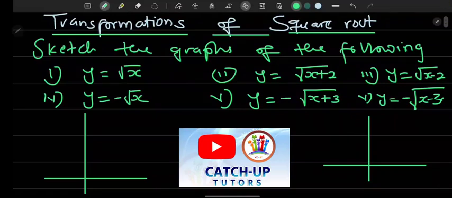In today's class, we're going to sketch the graph of the following functions, where we are going to consider examples under transformation and reflection. The second and third examples here are examples of translation, and we're going to sketch them using the parent function y equals square root of x. So let's start from that.